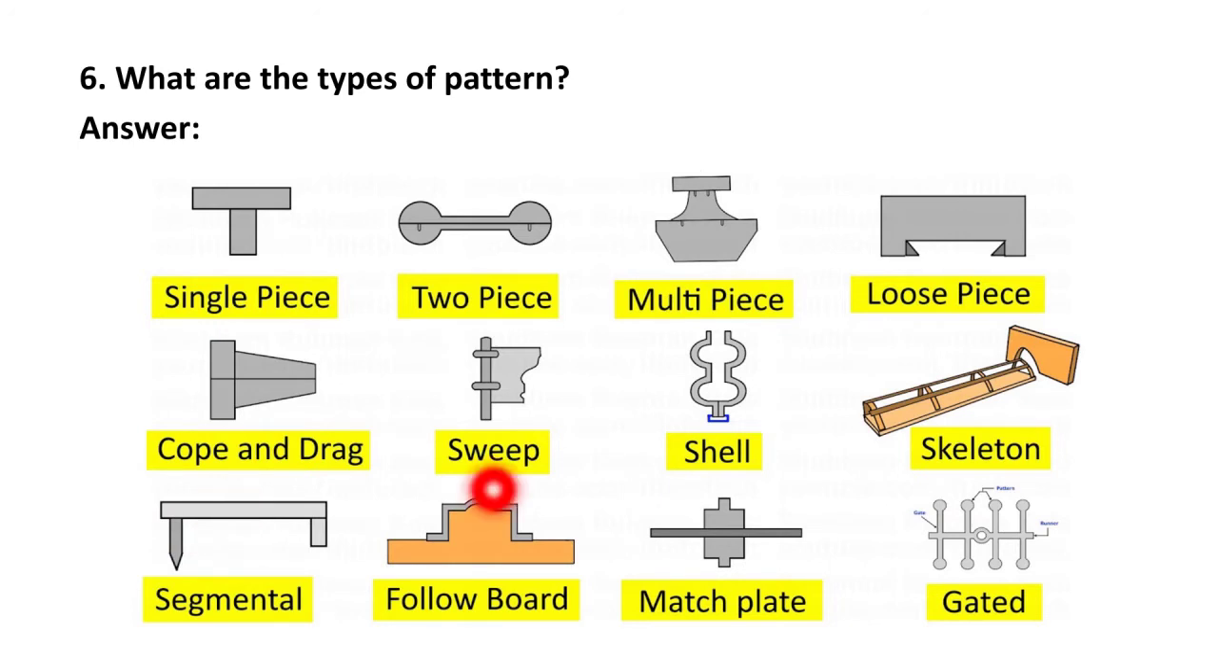Then follow board pattern, match plate pattern. Here you can see one plate is there, and on that plate the two parts are attached, that is why it is known as match plate pattern. And the last one, that is gated pattern. Here you will pour the molten material and then it is distributed to various cavities through the gates, and hence it is known as gated pattern.